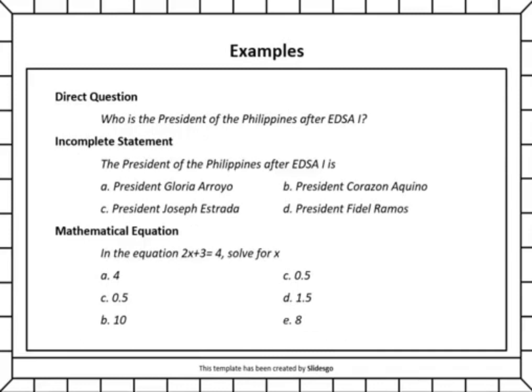So these are the examples of presenting the stem in 3 ways. First is the direct question, who is the President of the Philippines for EDSA 1? And incomplete statement, the President of the Philippines after EDSA 1 is, then pipili na lang sila ng answers. And of course, the mathematical equation, in the equation 2x + 3 = 4, solve for x. Of course, pipili na lang din sila ng answer.